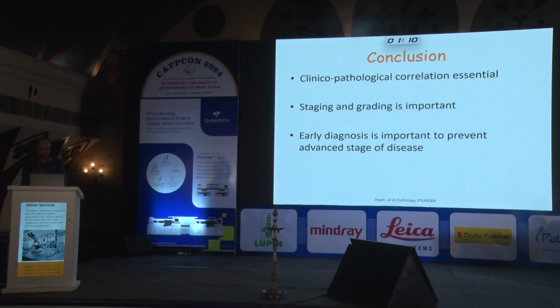So to conclude, in any liver biopsy, and also in autoimmune hepatitis, clinicopathological correlation is very important. So very often we have to call our hepatologist or gastroenterologist friends and discuss the cases, especially to rule out an overlap condition and differentiate from drug-induced liver injury. Staging and grading is important for prognostication, and early diagnosis is important to prevent advanced stage of disease where liver transplant becomes inevitable.